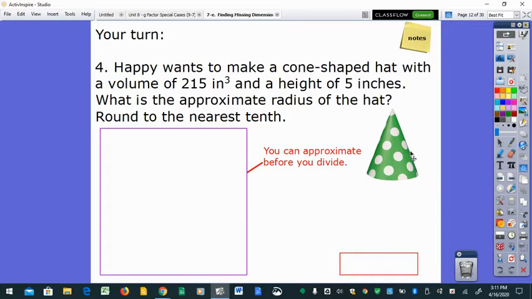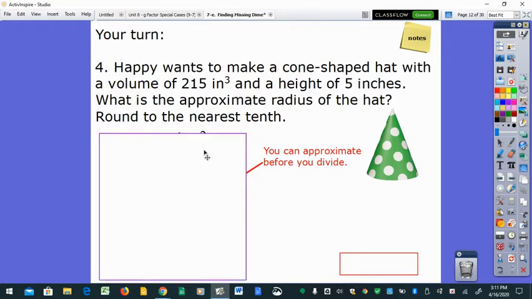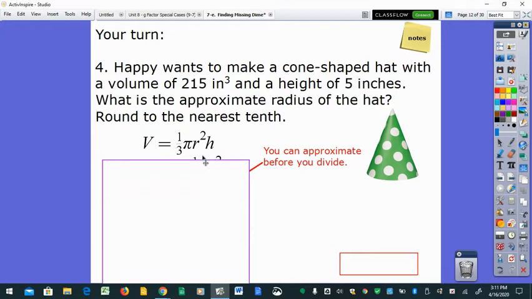So right now I want you to think about what formula you would use for the volume of a cone, and we're going to write that down. So it is the same as the cylinder, but we need to divide by 3, which is the same thing as multiplying by 1/3. Okay, now we're ready to substitute. The 250 goes in the V spot, and the 5 goes in the H spot because it's the height.